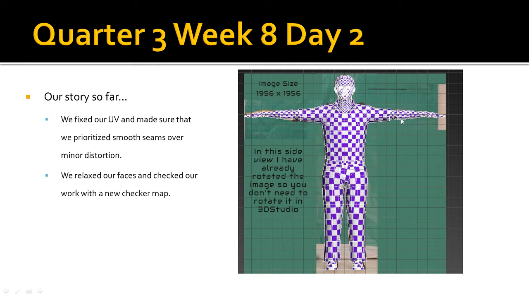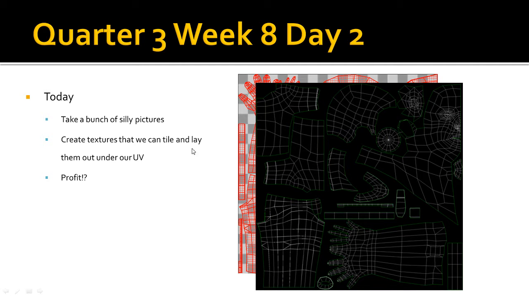We made sure that we have a nice smooth seam that runs right along the inside of our elbow, around the edge of our thumb as the transition point for our soft, smooth hand skin on the palms of our hands to the rougher, usually darker skin on the back of our hands. Today you are going to take a bunch of silly pictures, and then we're going to create some textures that we can tile and lay them out under our UV, and then we profit, I guess.